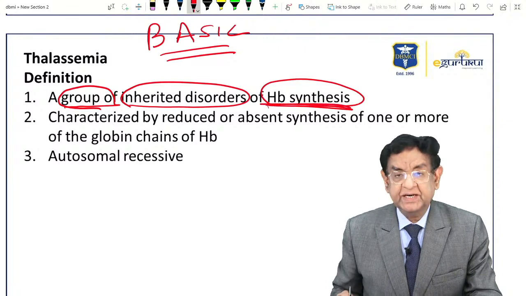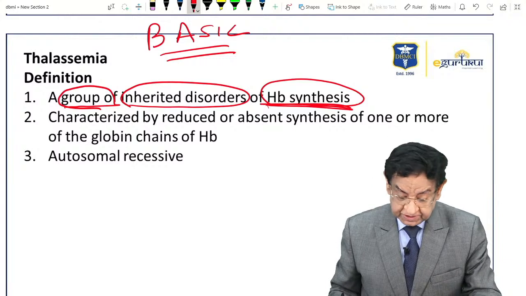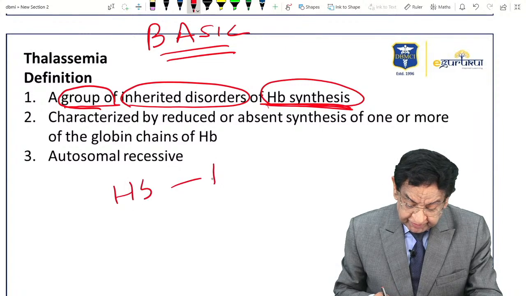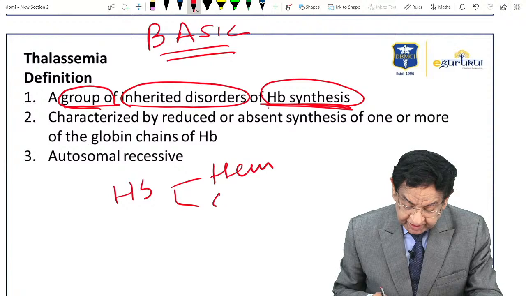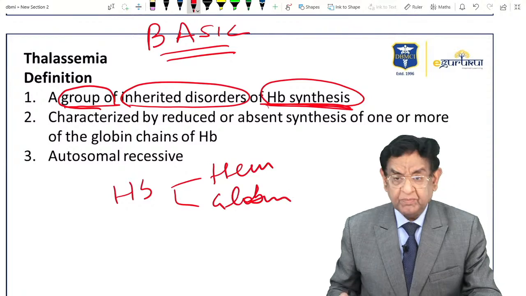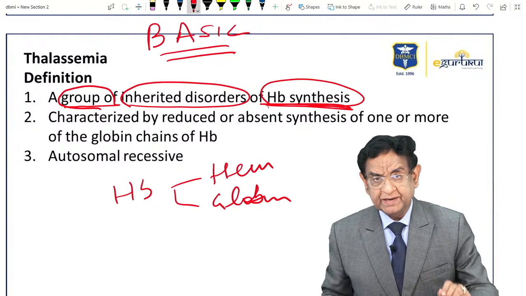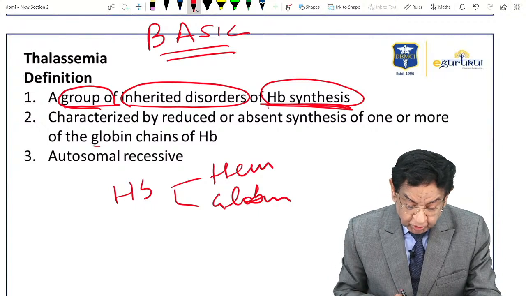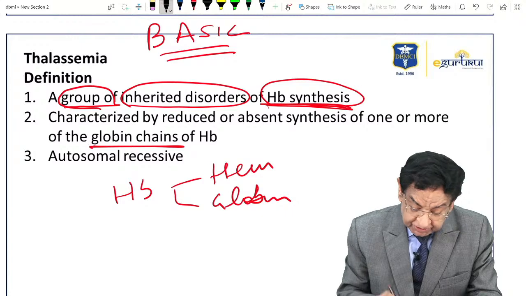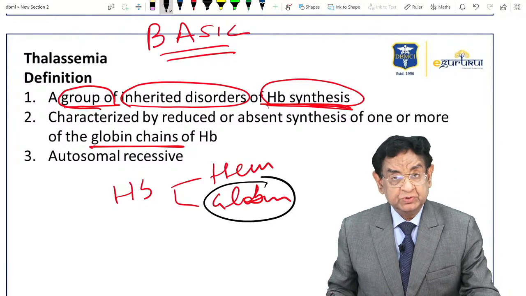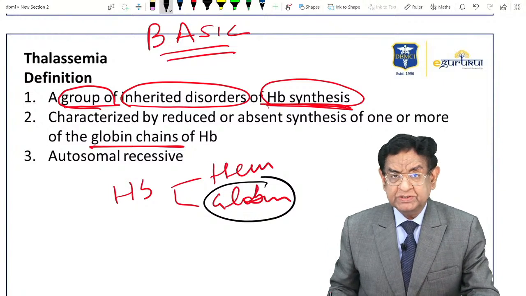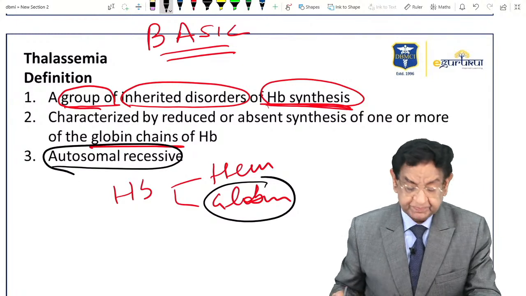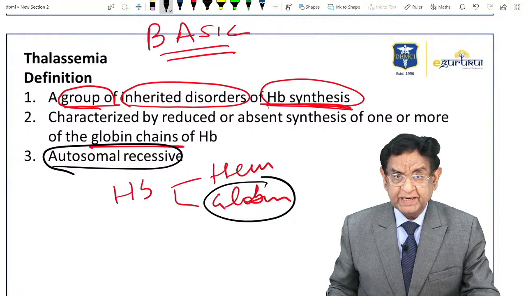Now we extend our talk about hemoglobin synthesis. So we know that in hemoglobin, we have a heme component and we have a globin component. Broadly, we classify hemoglobin into two categories. So the problem of hemoglobin synthesis, but what part? Synthesis of one or more globin chains. That means the problem is of the globin chain. So now we have narrowed down to our pathology and pathophysiology, the globin chain, and it is an autosomal recessive disorder. It has a special meaning. I'll be talking in more detail a little later on.